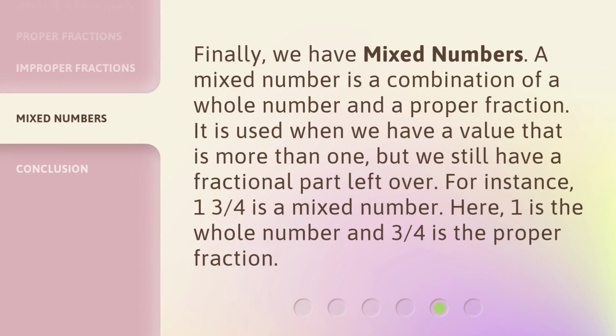Finally, we have mixed numbers. A mixed number is a combination of a whole number and a proper fraction. It is used when we have a value that is more than 1, but we still have a fractional part left over. For instance, 1 3/4 is a mixed number. Here, 1 is the whole number and 3/4 is the proper fraction.